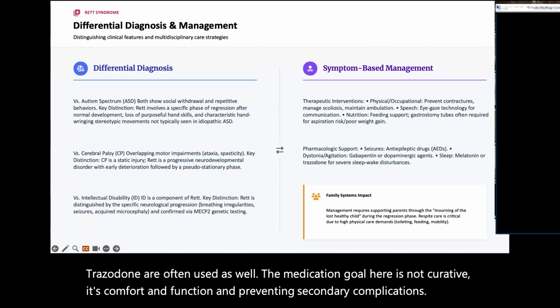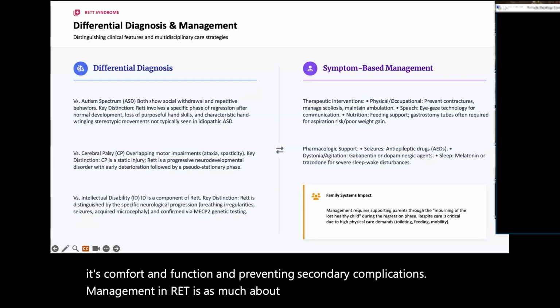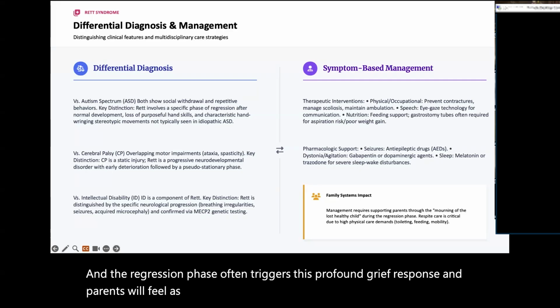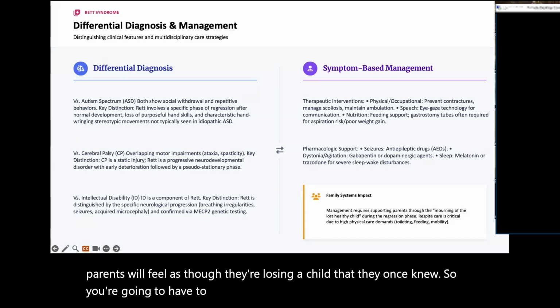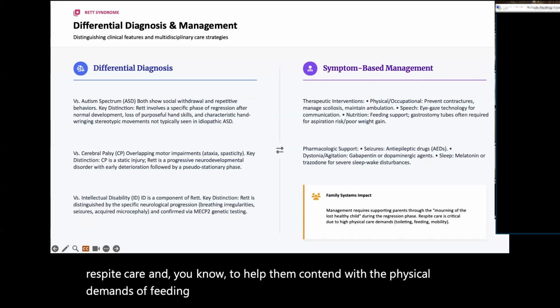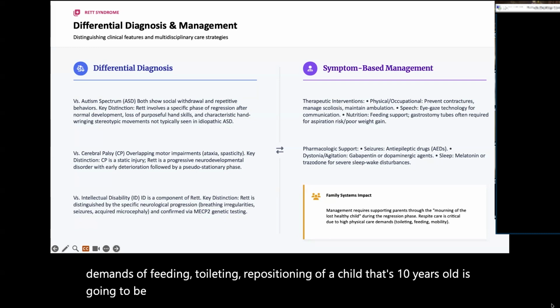Management in Rett is as much about the family as it is about the child. And the regression phase often triggers this profound grief response, and parents will feel as though they're losing a child that they once knew. So you're going to have to support the families through this process and offer respite care, and to help them contend with the physical demands of feeding, toileting, repositioning of a child that's 10 years old is going to be hard to do.